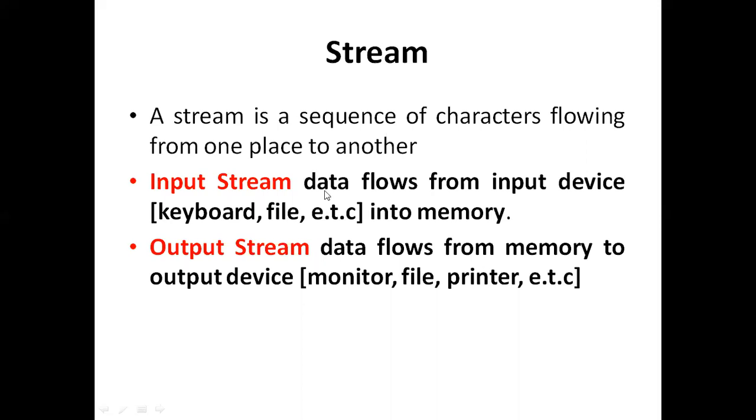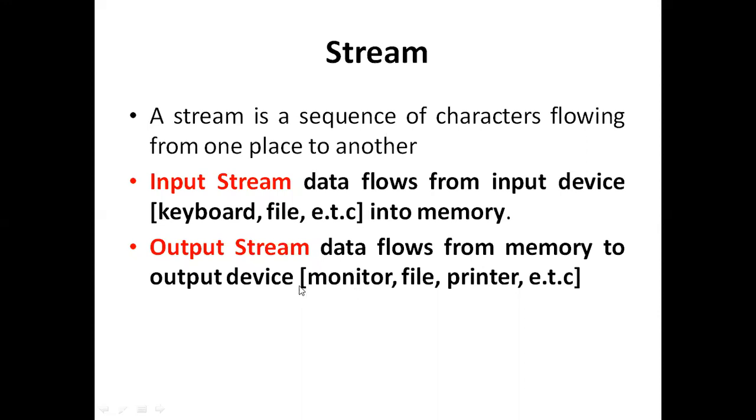And the output: data flows from memory to the output device. Memory is nothing but the computer system, and output devices are where we present the output. Sometimes we display it on the screen. If we compile and execute a simple program, after execution whatever output we see, we see on the monitor.